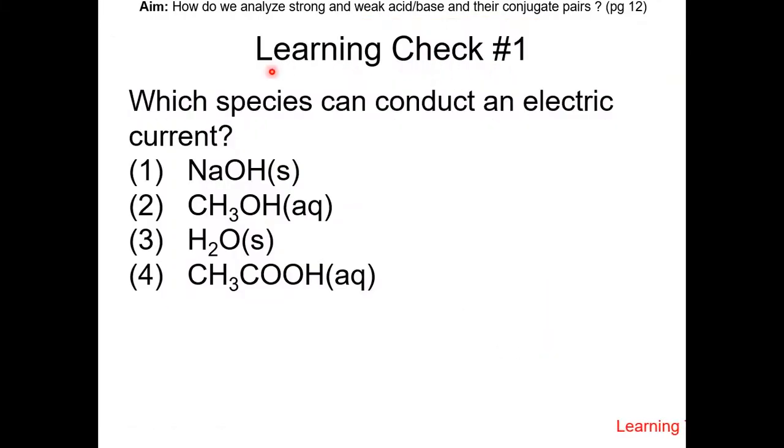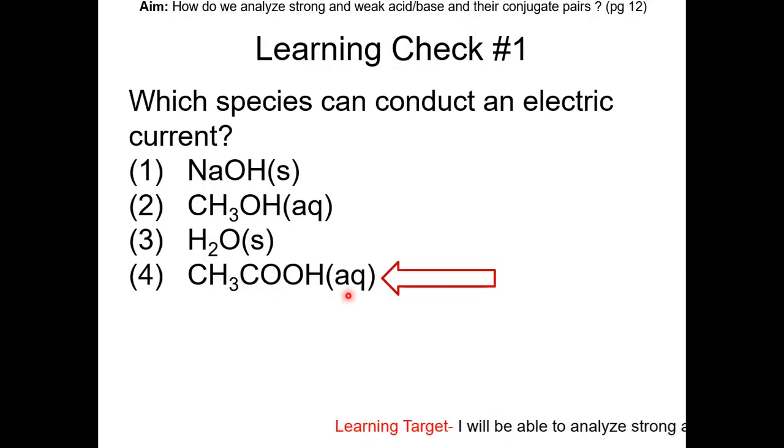Learning check number 1. Which species can conduct an electrical current? Pause the video and resume as completed. So you're looking for acid and base that's aqueous, dissolved in water. The answer is choice 4. This is acetic acid on Table K and is aqueous.